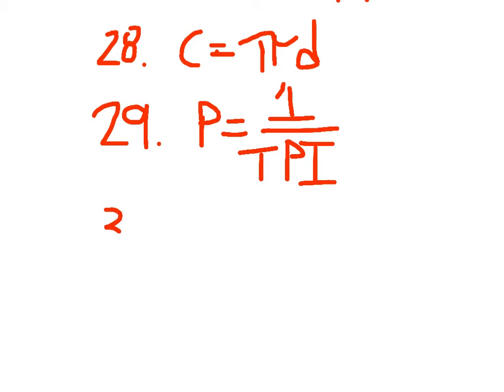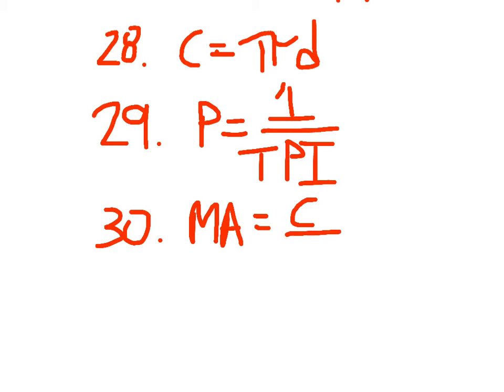Number 30, mechanical advantage gained in the system. In this case, we would look at the formula as mechanical advantage is equal to the circumference over the pitch. So you'd want to go back and look at the numbers you found related to the circumference of the handle and also the pitch of the screw. So that's information from questions 28 and 29.